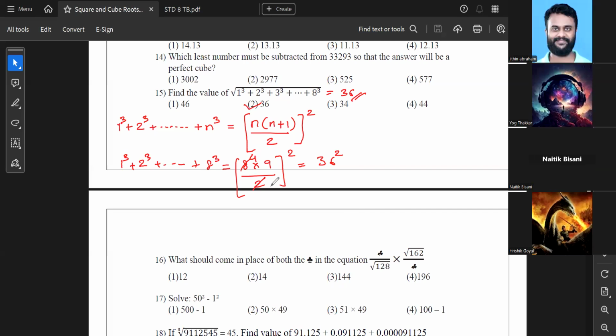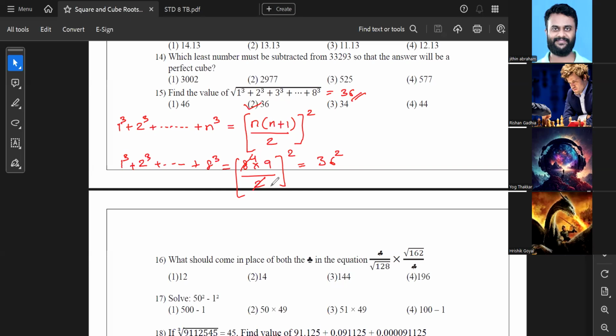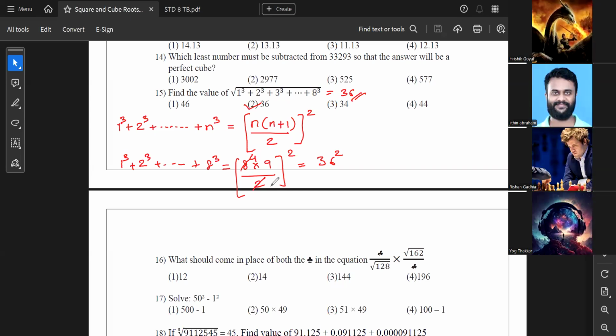Sir, why whole square? Beta, it's a formula. This formula is derived by using some other formula, which I won't be able to help you derive because the derivation is beyond our scope. Okay, sir. So you can just remember it as a shortcut formula.